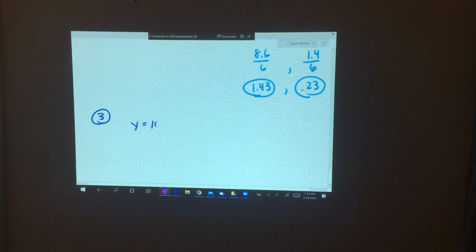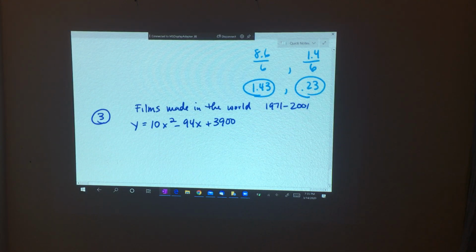So we have films made in the world from 1971 to 2001, so it's 30 years. Back to our equation, 10x squared minus 94x plus 3,900, okay?